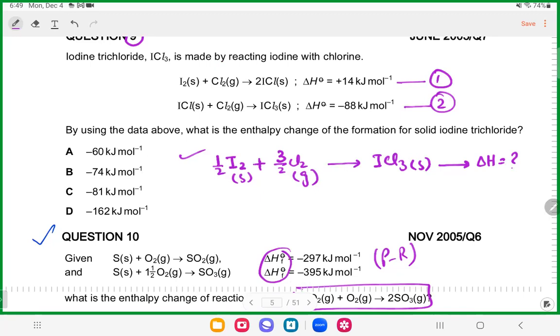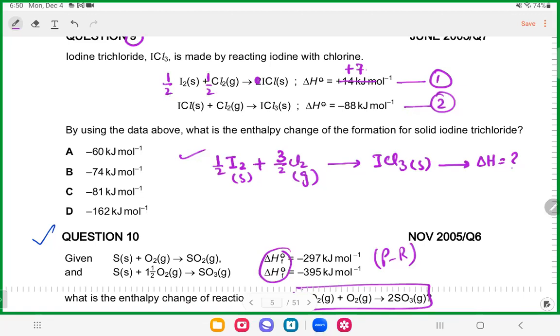अब देखें, in equation number 1, I can see I have 1 mole of iodine solid, and in my required equation I have how many moles? Half moles, है ना? So should I divide first equation by 2? तो मेरे पास ये half हो जाएगा, ये 1 हो जाएगा, और enthalpy change हो जाएगा plus 7 kilojoules per mole. Done?